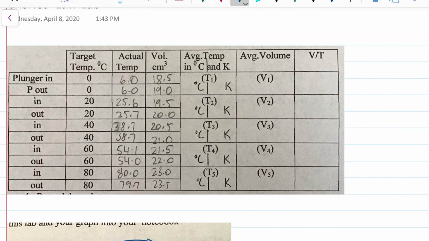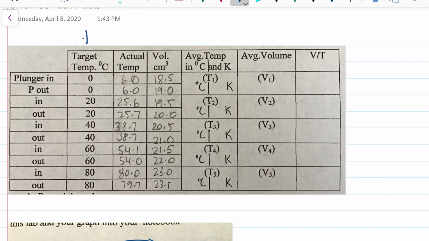And these were the actual temperatures. Remember, this is my target temperature. These were the actual temperatures I recorded, and you can see where it says plunger in and plunger out. You saw me push the plunger in and take a reading and pull the plunger out and take a reading. The reason I did that was to try and come up with a way to overcome friction, because of course the syringe is under friction, and even though I tried to lubricate it well, there's still enough friction that could mess with our data.